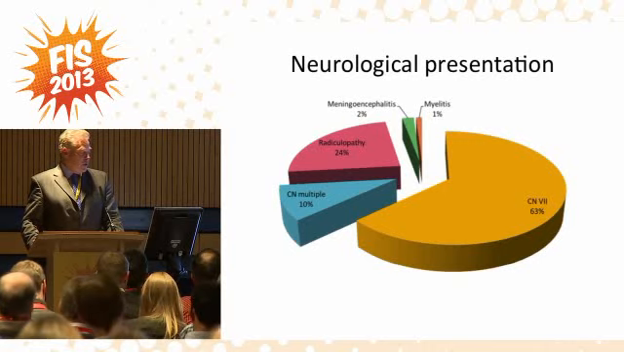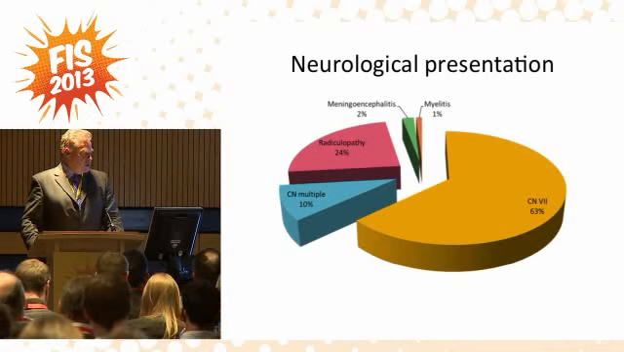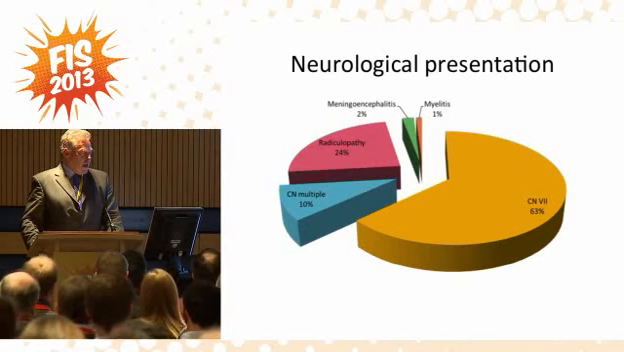Radiculopathies, about a quarter of them presenting with neuroborreliosis, present with severe pain in a dermatome distribution. That is often quite striking. Meningoencephalitis relatively rare, and myelitis also relatively unusual.